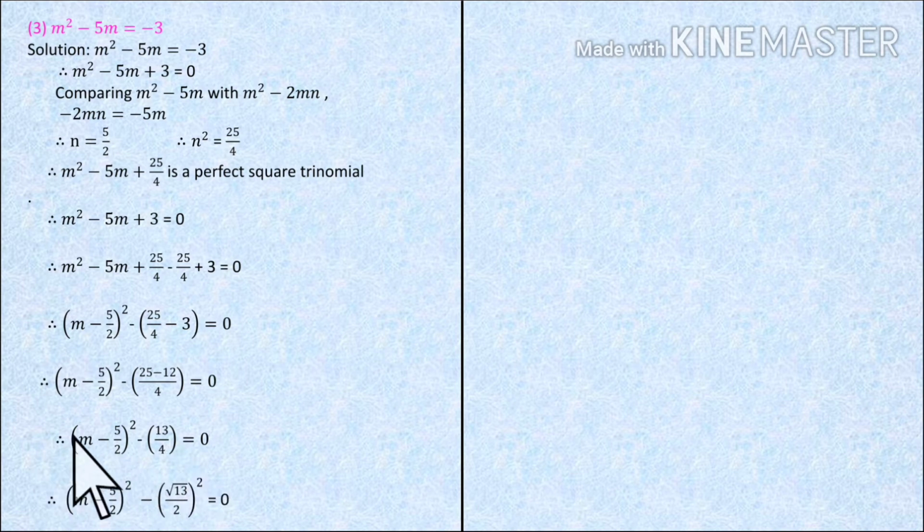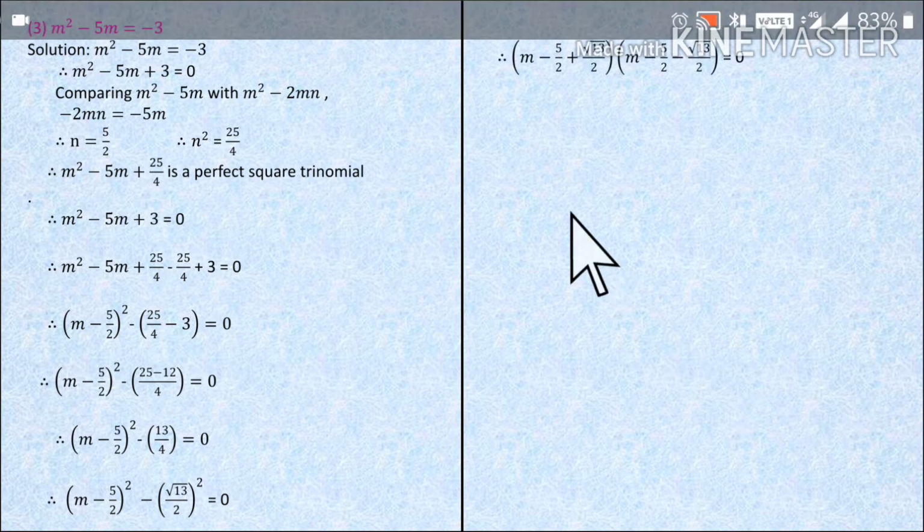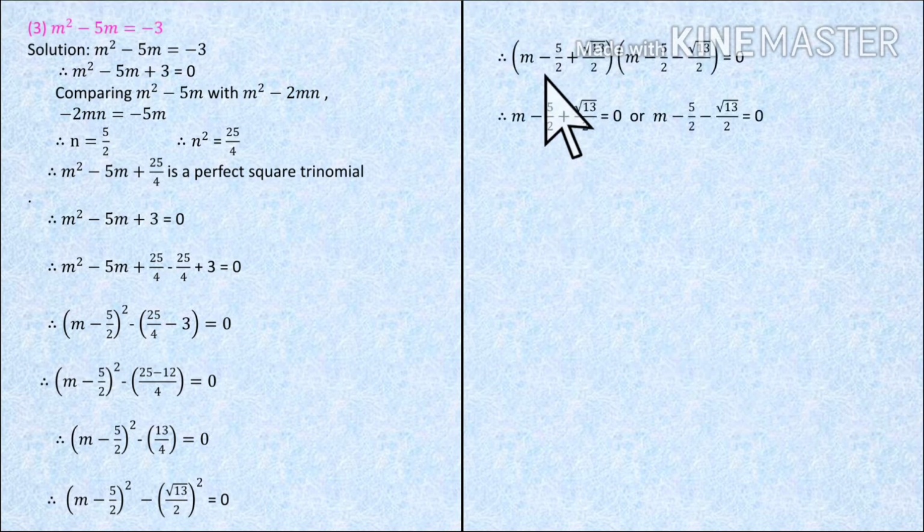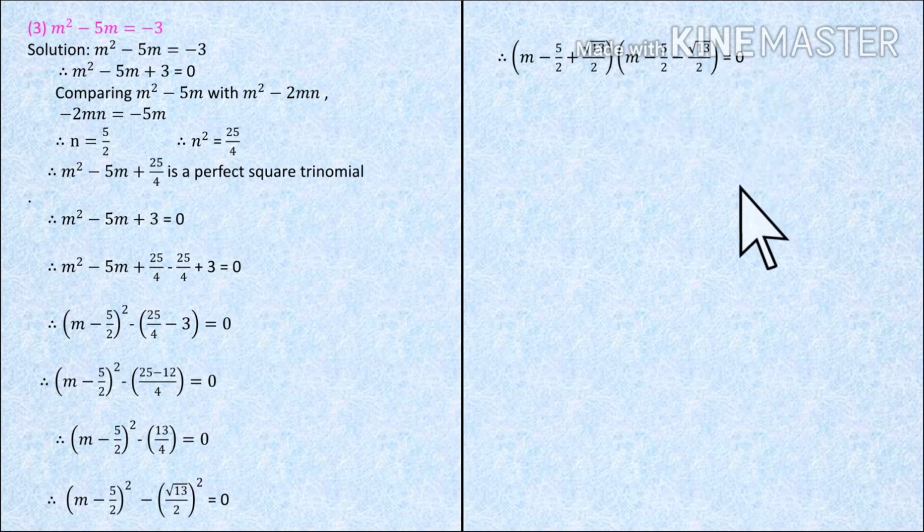Then m minus 5 by 2 whole bracket square minus root 13, and root of 4 is 2. Therefore we can write root 13 by 2 whole bracket square. This is now in the form of a square minus b square. So the next step is a plus b, a minus b. That is m minus 5 by 2 plus root 13 by 2 in one bracket and m minus 5 by 2 minus root 13 by 2 in another bracket, which is equal to 0.